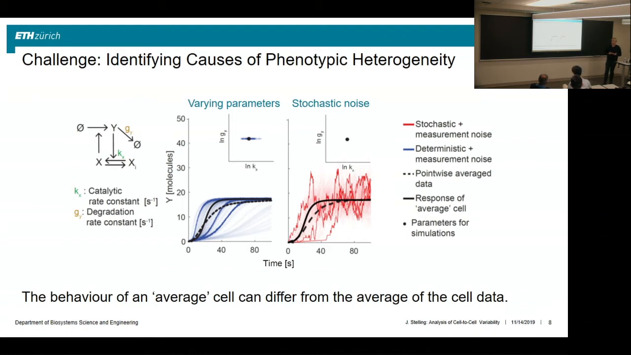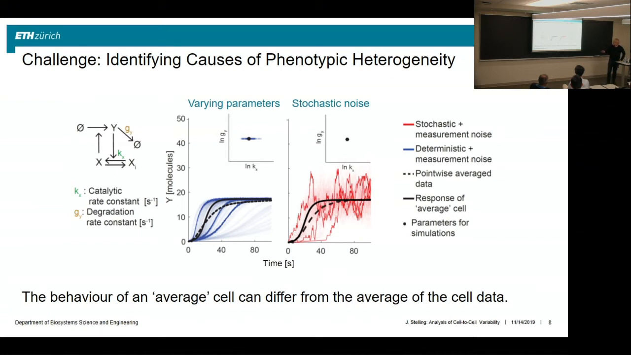The main difference now is that the behavior of an average cell, so a cell that has the average behavior here, is different from the average of the observations, and simply because it's a nonlinear system. And you see the same thing here when you vary parameters again.